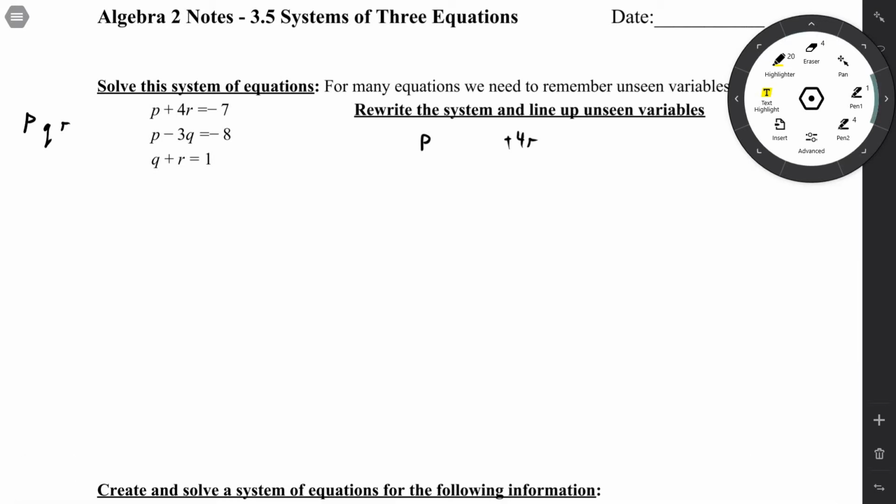The next one here, we have the P. So P minus 3Q, we have that minus 3Q, but we're missing the R. So I'm just going to leave that blank. Oh, and of course, right in the negative 7 over here and the negative 8 over here as well. For this next one, I'm going to write in the Q but skip the P. Plus R equals 1.